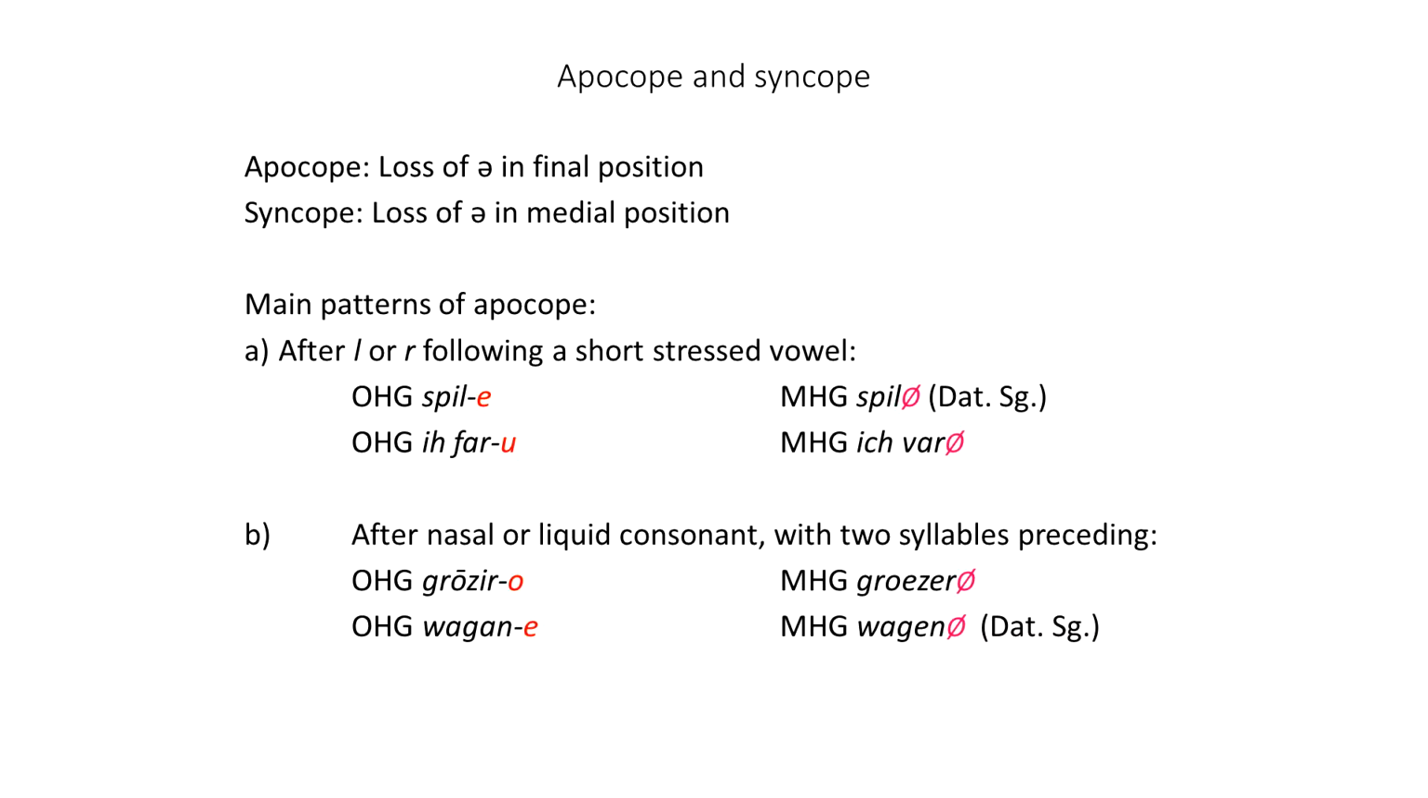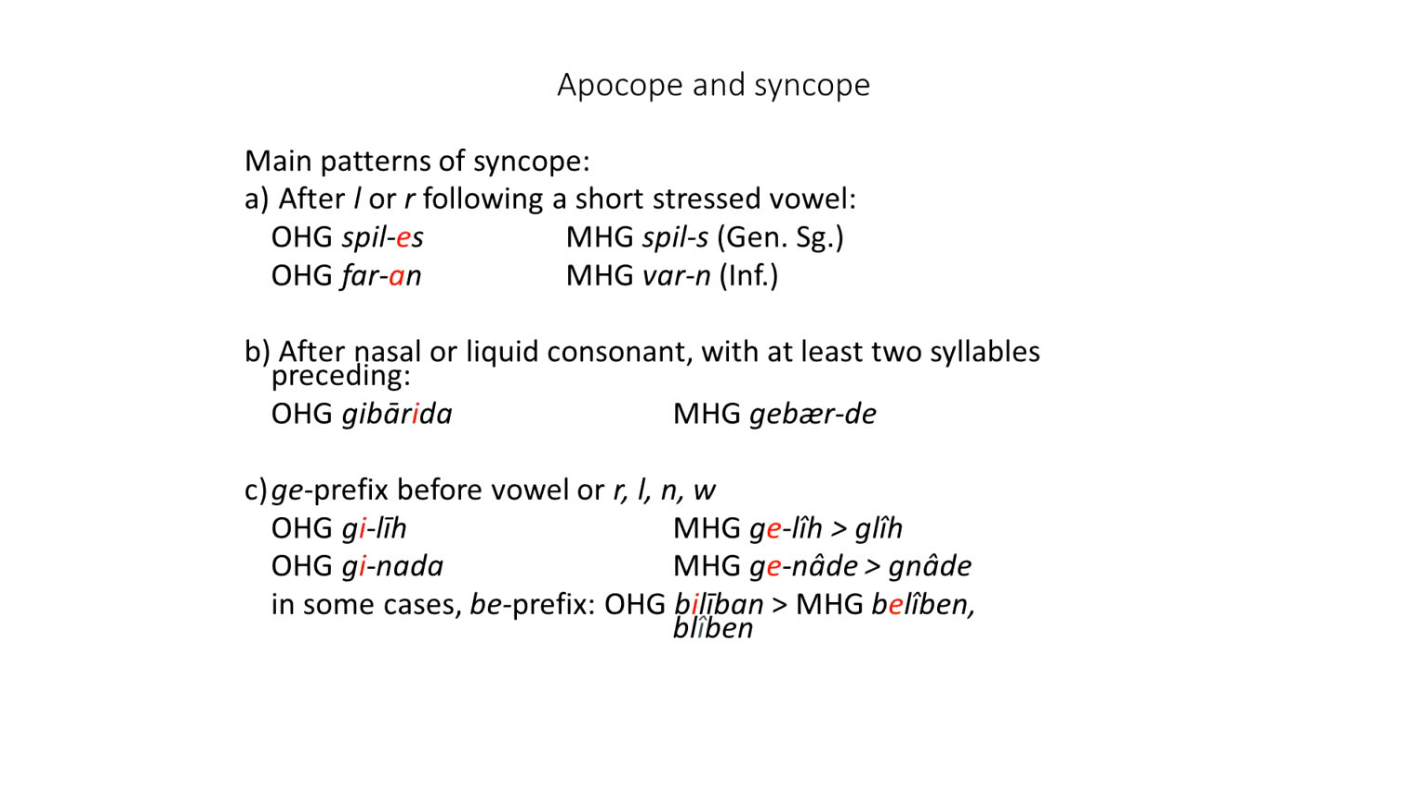Syncope occurs mainly in three situations. The first is after a short root syllable ending in a liquid, so again, L or R. Old High German spilles, Middle High German spilts. Old High German faran, Middle High German farn.